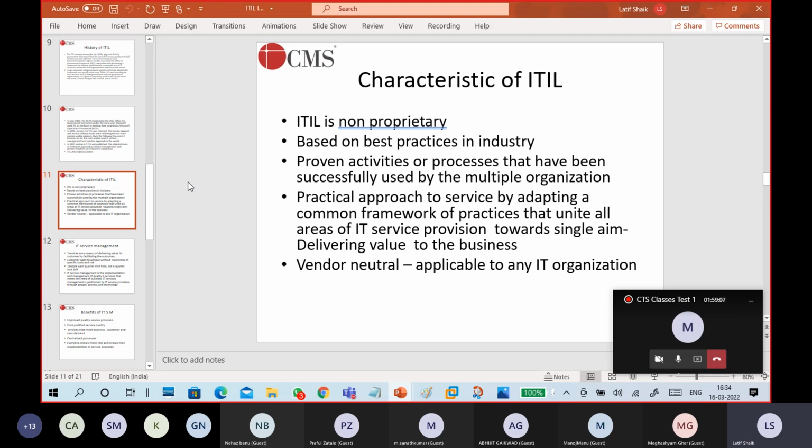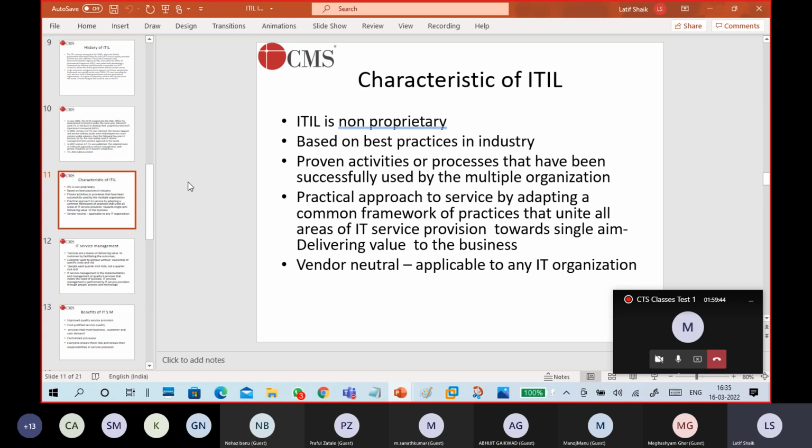Proven activities or processes that have been successfully used by multiple organizations. ITIL process is used by different organizations. It is a practical approach to service by adopting a common framework of practice that unites all the areas of IT provision towards a single aim: delivering value to the business. Meaning ITIL covers the entire business, not one part of the business, from the start of the business to the improvement of the business. So every aspect of the business will be covered.